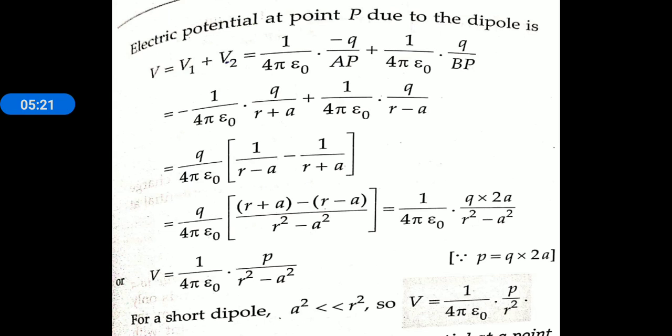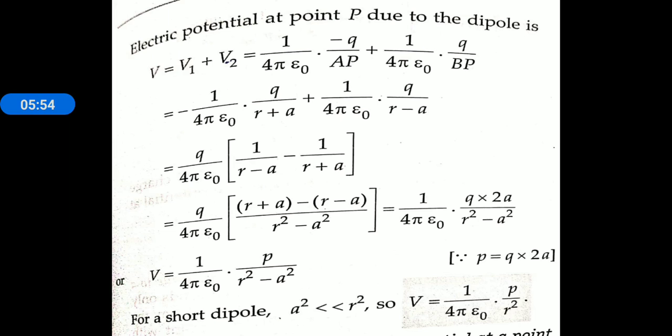Here potential is a scalar quantity, so always keep in mind that whenever you are calculating the potential, the charge should be written along with its sign, as I told you previously also. So here the total potential V is equal to minus 1 upon 4 pi epsilon naught Q upon R plus A, plus 1 upon 4 pi epsilon naught Q upon R minus A. Mathematically simplify it using your prior knowledge of mathematics.